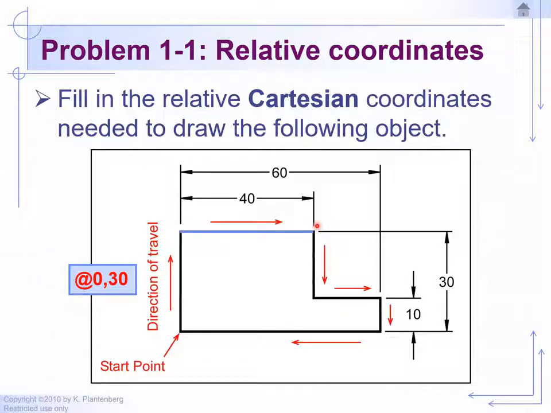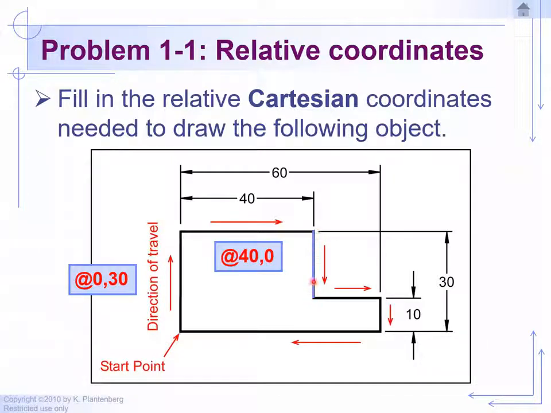To locate the next point, we know that this is a length of 40 in the horizontal direction, the X direction. So we're going to type in @ to let AutoCAD know that it's with respect to the last point we created. In the X direction, we're going to go 40, comma 0, because we're not moving in a vertical fashion, and hit enter and it'll generate this line.